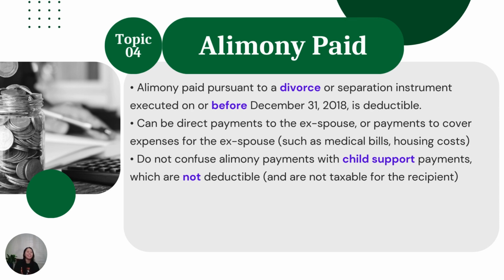Okay, now we're getting to alimony. If you don't know what alimony is, it's basically money that has to be paid to the other spouse in a divorce settlement. So if two spouses are separating, sometimes they'll go to court, and one spouse who might have a higher income will have to pay the other spouse, and that's alimony.